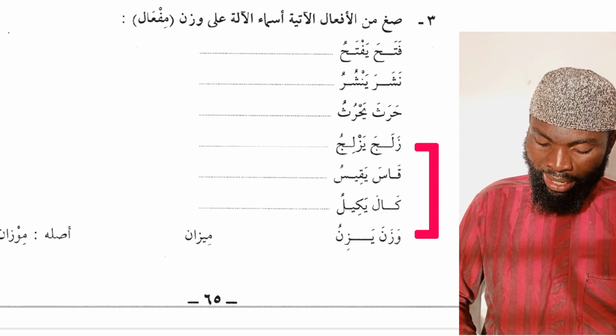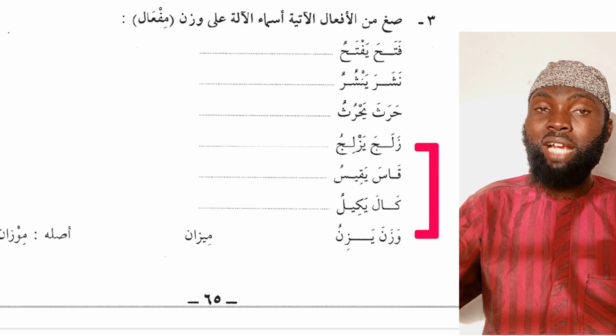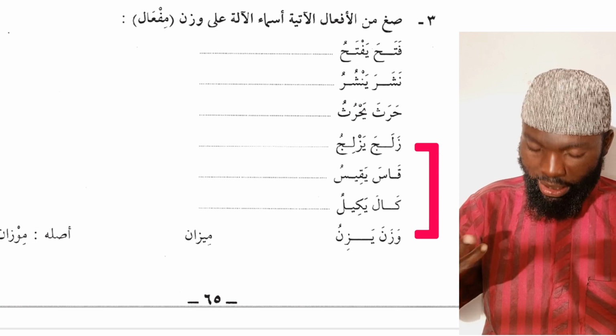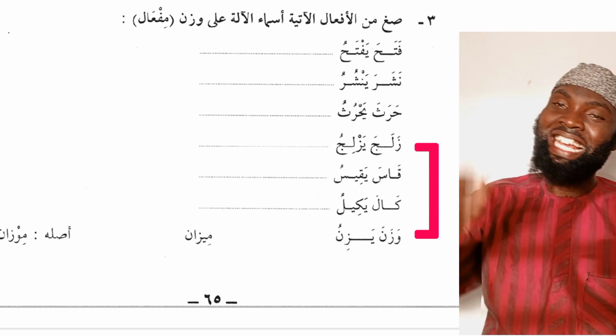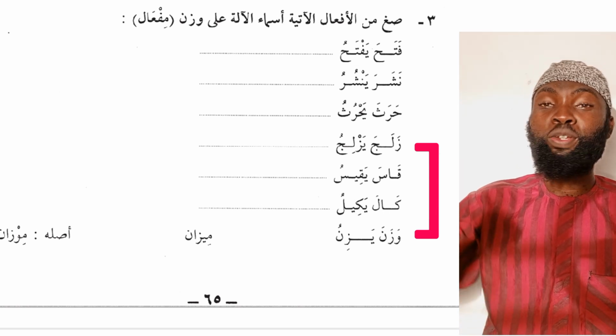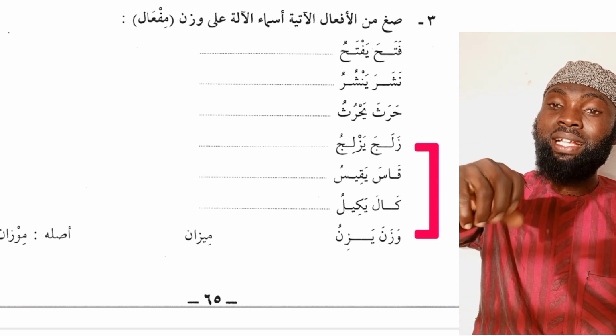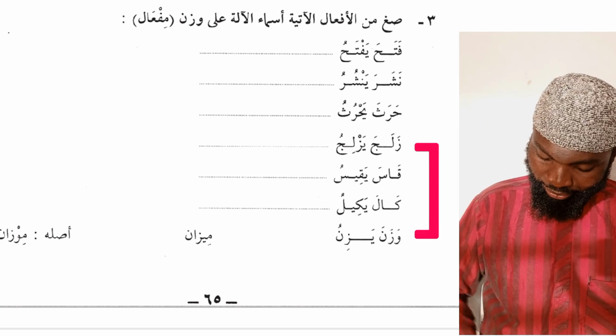And lastly we have kala yakilu. Kala means to measure. Yakilu, to measure with balance or with a container. So kala, to be mikyal. Allah says, wala tanqusul mikyal. Do not reduce the measuring container.